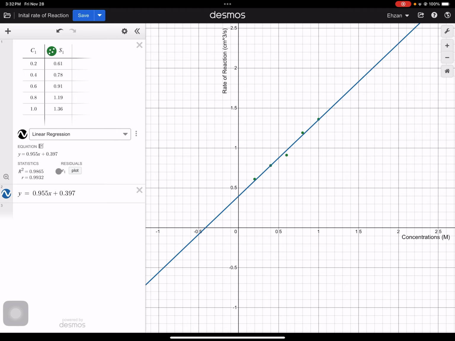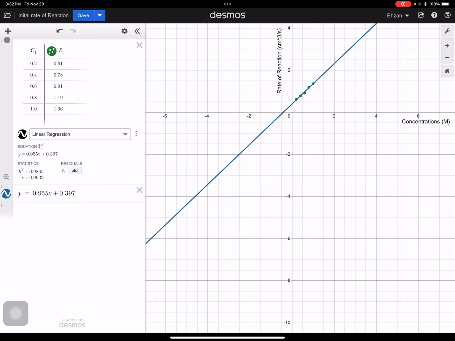So yeah, I created a table with concentration, and it was just testing the rate of reaction. So it was a linear progression, and then I created a linear regression. It gave me the gradient and everything. So I plotted that down, and it gave us this graph over here, which is really cool, to sort of illustrate my data and analyze it.